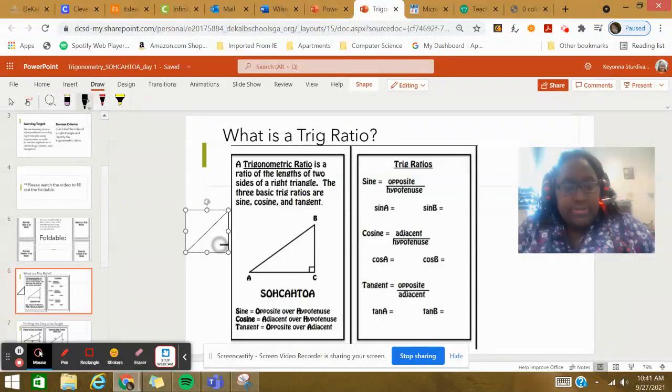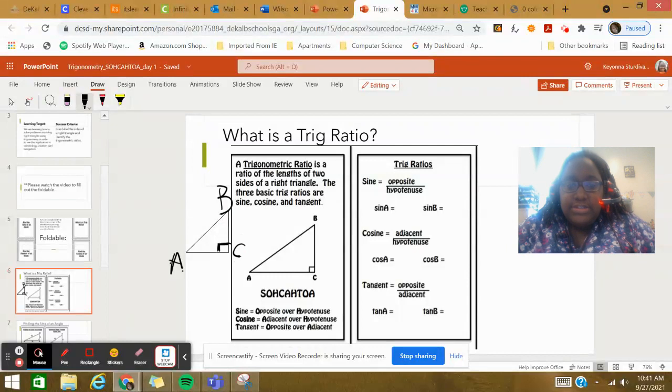And again, if you need a ruler, I understand. Please make sure you use a ruler if you need it to make straight lines. So there's my right angle, and then I'm gonna relabel this triangle as A, B, and C. All right, so they gave you the definition, guys. A trig ratio is a ratio of the lengths of two sides of the right triangle. The three basic trig ratios are sine, cosine, and tangent. So here is SOHCAHTOA, okay? Sine is opposite over hypotenuse, cosine is adjacent over hypotenuse, and tangent is opposite over adjacent.